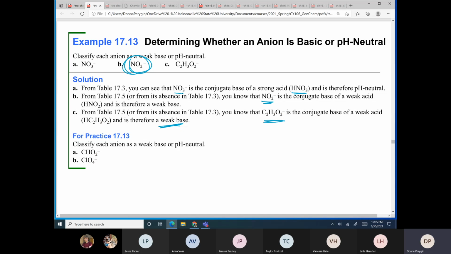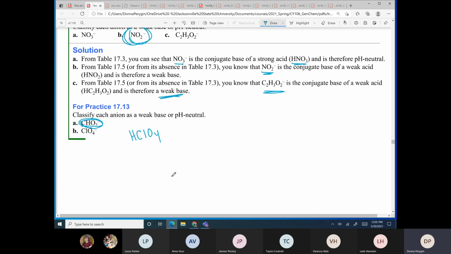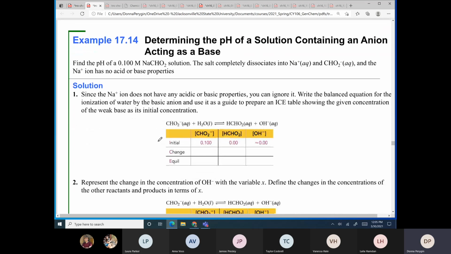All right, so for 17.13, classify each anion as a weak base or pH neutral. CHO2 minus, that's formate. Okay, so from table 17.5, you know that formate is the conjugate base of a weak acid, and therefore it is a weak base because it's the conjugate base of formic acid. ClO4 minus, from table 17.3, you see that ClO4 minus is the conjugate base of a strong acid, HClO4, and is therefore pH neutral. Okay, this is perchloric acid. So this is perchlorate.